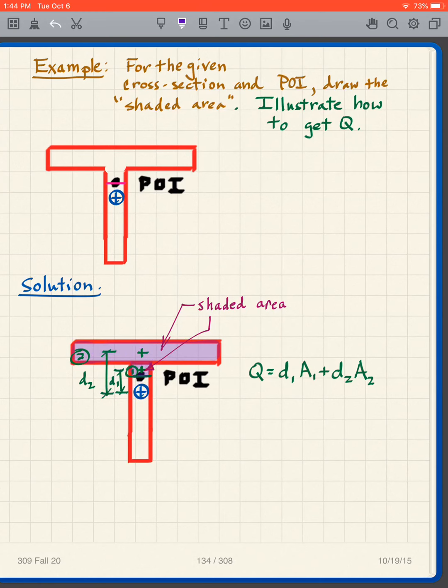Not hard, not difficult. And then I just take my areas. So I have D1A1 plus D2A2, and that is my Q. Straightforward. The key to getting the correct number for Q is to draw that shaded area to begin with, because you have to determine what area you're talking about, and then get the D's. The D's are not difficult, but you have to make sure you don't make a mistake. So that's your Q. We'll put numbers on it later.